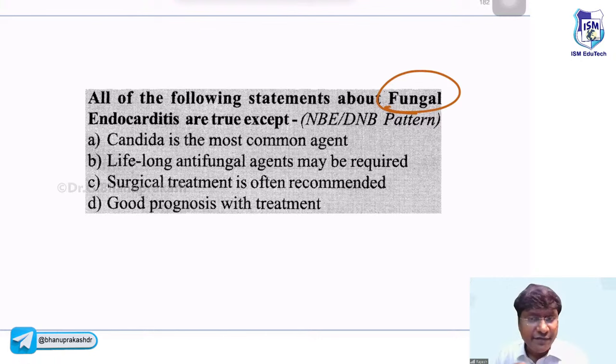All right. Then very important is fungal endocarditis. In fungal endocarditis, the most common organism is Candida. These patients with Candida causing fungal endocarditis require initially medical management, that is liposomal amphotericin B. Along with that, you need to give flucytosine.